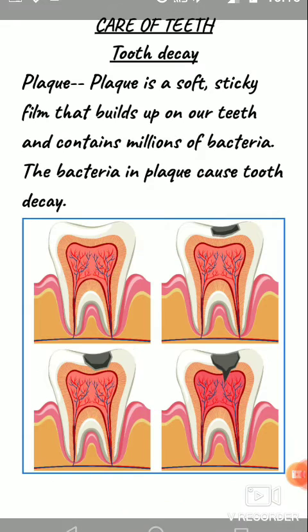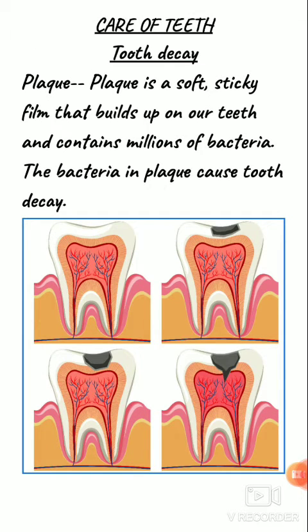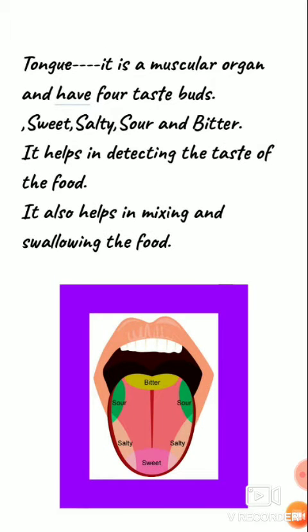So we have to take care, because it is a very important part of our body. We must take care of our teeth, brush our teeth properly twice a day, and wash our mouth after and before eating. So that is about the teeth. Now we have to move to the next part, the tongue.